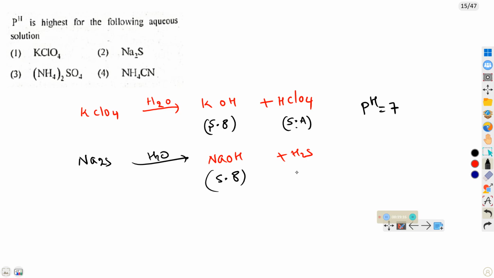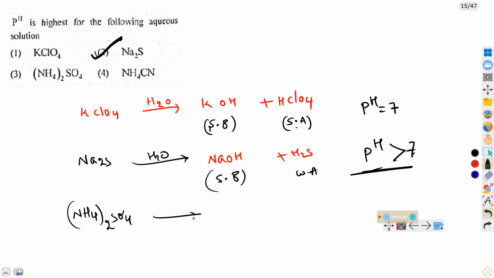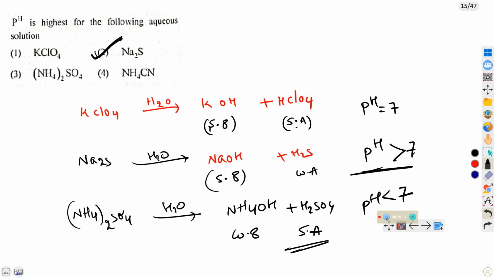Strong base, weak acid, pH value greater than 7. You can take ammonium sulfate, pH value greater than 7. This is the correct option. pH value is maximum. For example, you can take one more option, (NH4)2SO4, which undergoes hydrolysis, then it gives NH4OH plus H2SO4. Weak base, strong acid. Acid strong, pH value less than 7.